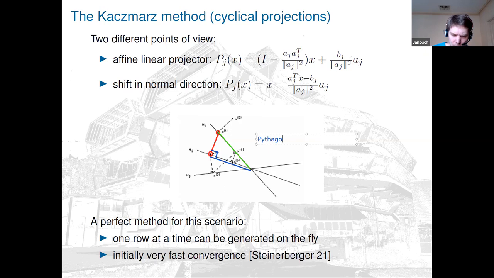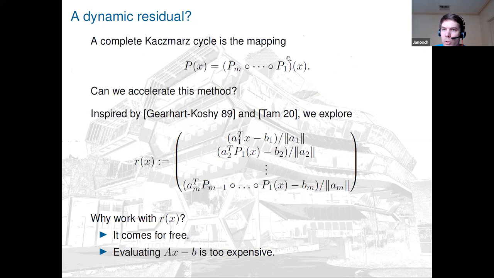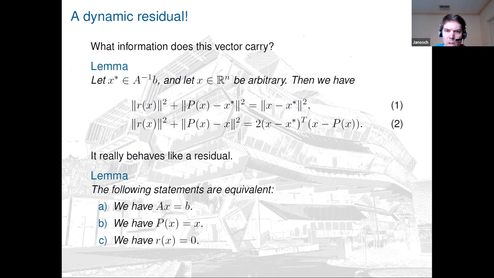By Pythagoras, I know that the square error after a step is the square error before the step minus the square of that thing. And this is the jth component of my vector, right? And I can play that game again and again. And because I can play that game all over again, and this is implicitly, of course, contained in these papers, I have this. The square norm of the residual is actually the difference between the square error before I did my cycle and the square error after I did my cycle.